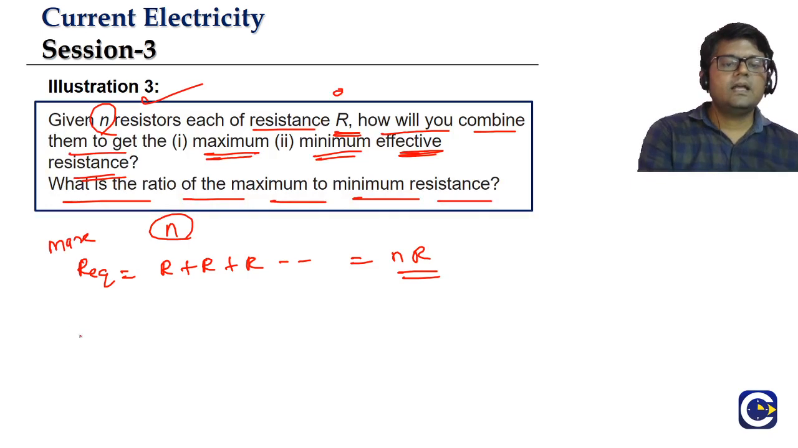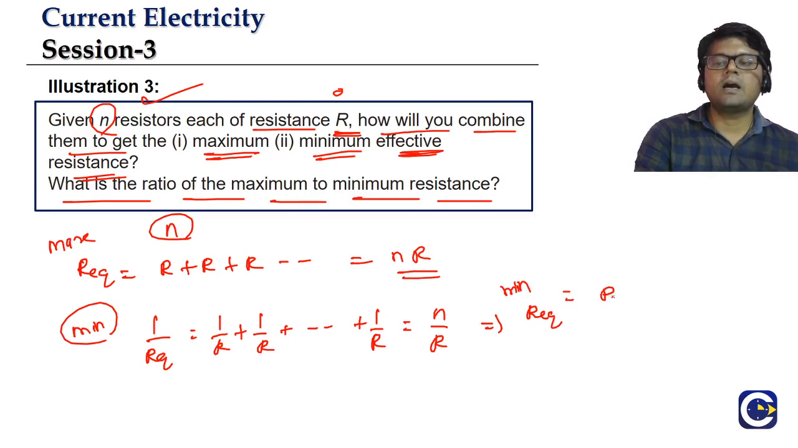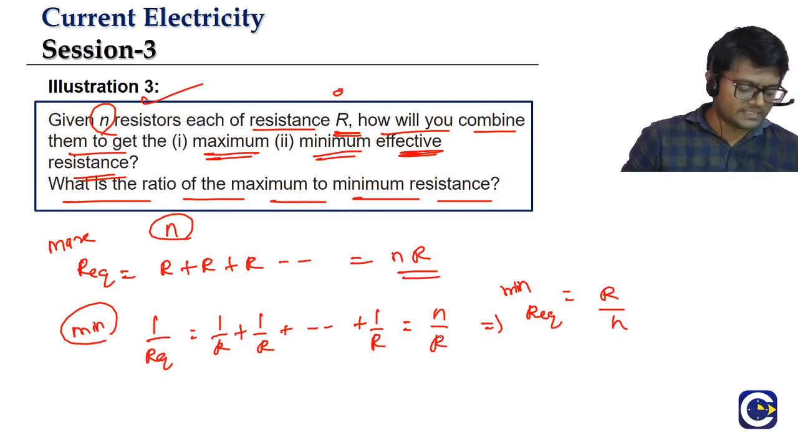Max and minimum case, 1 by R equivalent is equal to what? 1 by R plus 1 by R, like that. How many are there? N number. So totally what is it, guys? N by R will come: 1 by R plus 1 by R, N number of times, N by R. So if you reciprocate it, what is the answer? R equivalent, the minimum case, will be equal to R by N. So remember, guys, this is a standard formula, also a standard result.